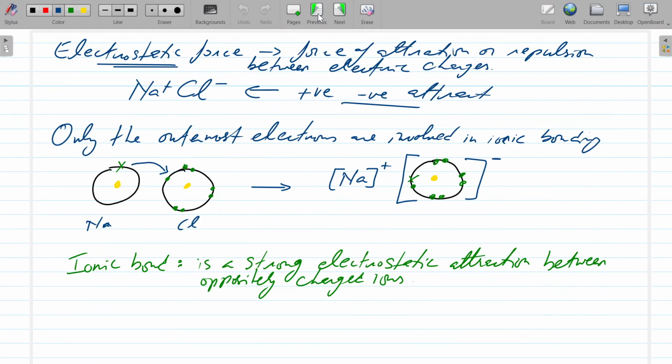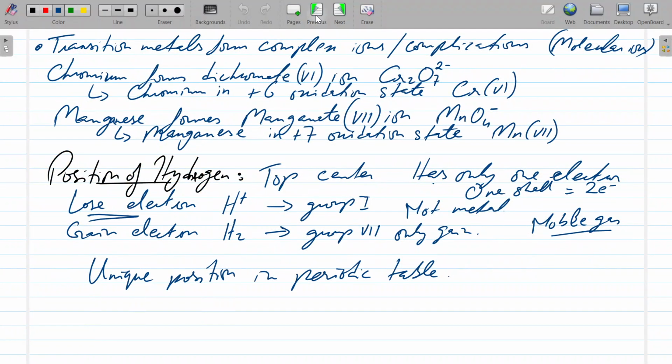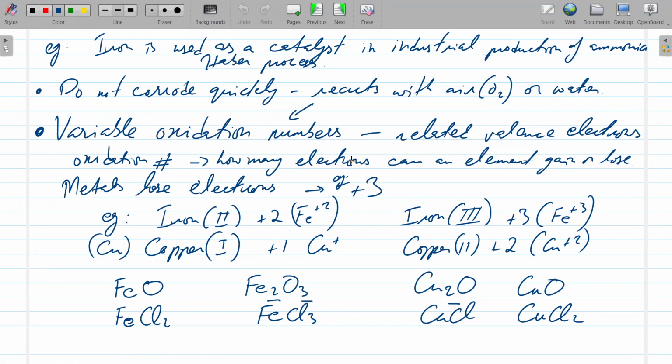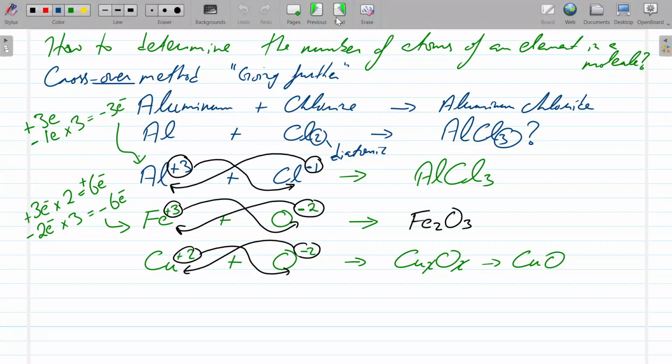The next topic in the book is the formulae for ionic substances. This basically goes on to explain something that I've already covered earlier. We just go back to chapter 9 that we did, which includes how we figure out the formulae of different substances. Aluminum chloride, iron oxide and copper oxide are all ionic, because metal and non-metal.